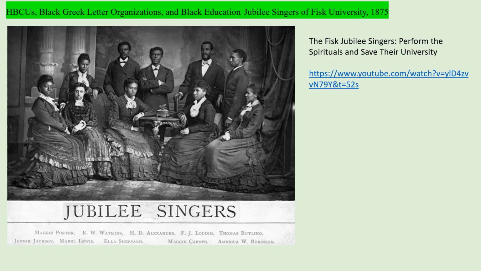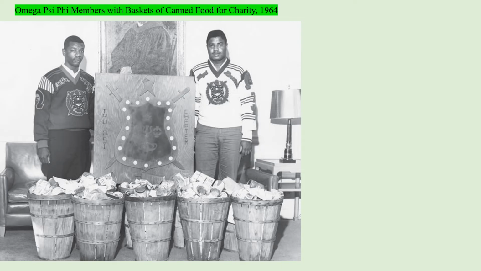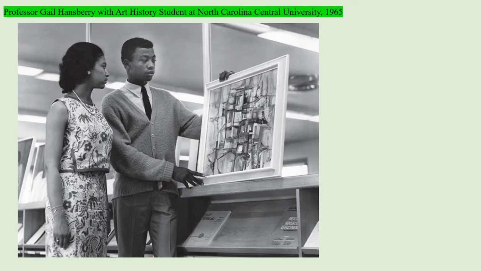We looked at some of the photographs from the AP framework, and here we have the Jubilee Singers. We looked at this particular clip where it talked about how the Jubilee Singers were going out and singing to try to challenge some of the stereotypes that the majority of America possibly may have with regard to how they see African Americans. Some images of African American college students.